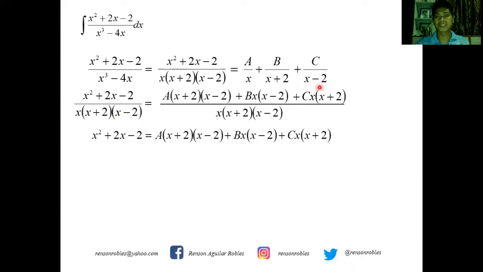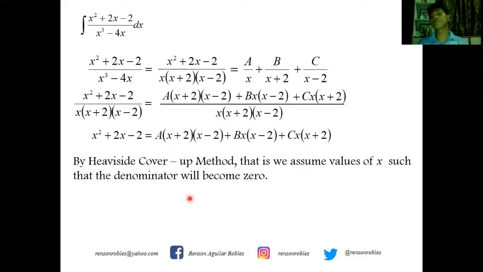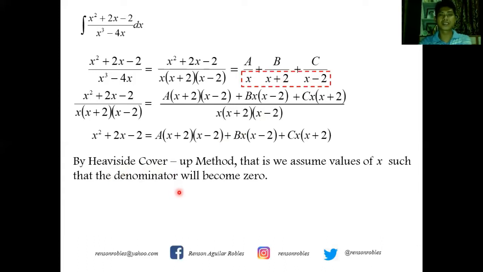Okay, so that is the same thing as when we multiply both sides of the equation by the LCD x times (x plus 2) times (x minus 2). And then to solve for the values of A, B, C, we can use the Heaviside cover-up method. In the Heaviside cover-up method, we think of values of x such that the denominator will vanish, such that x will become 0, x plus 2 will become 0, and x minus 2 will become 0. So the method is called the Heaviside cover-up method.